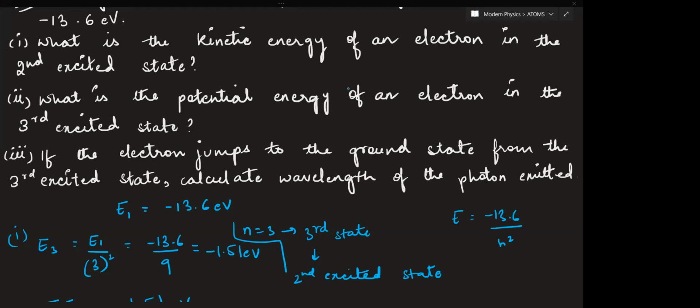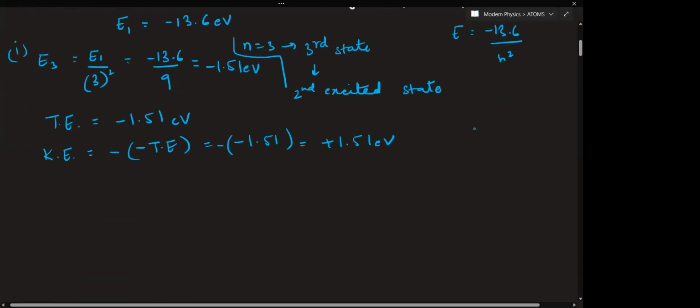See, first excited state is what? First excited state is when you get n equal to 2. This is the first orbit, n equal to 1. Then we have n equal to 2. So electrons will be excited from the ground state, n equal to 1, to the next higher state, that is 2. So that's why this is our first excited state.